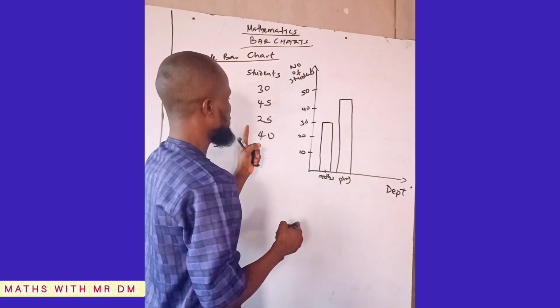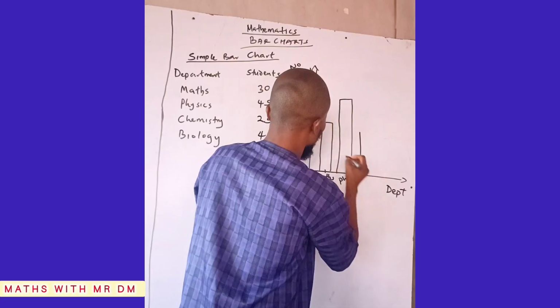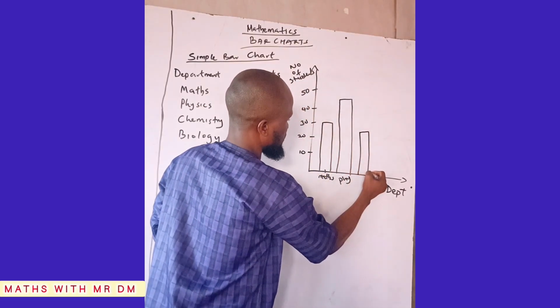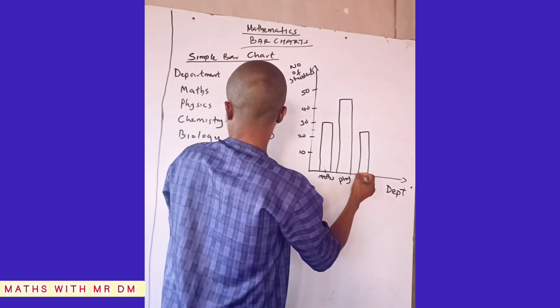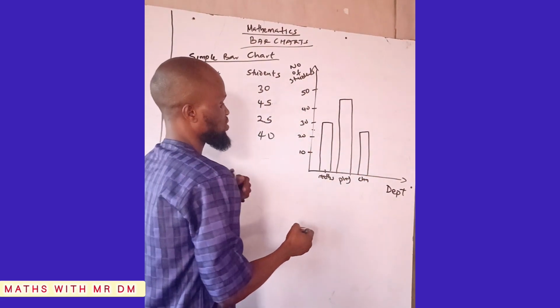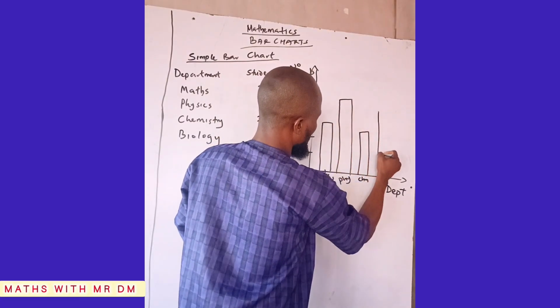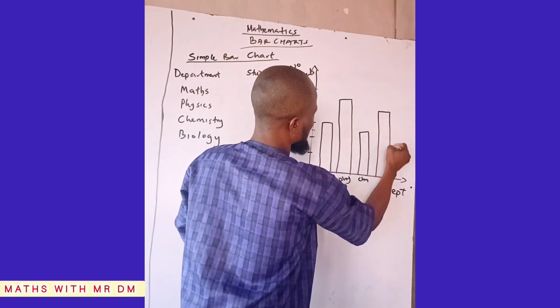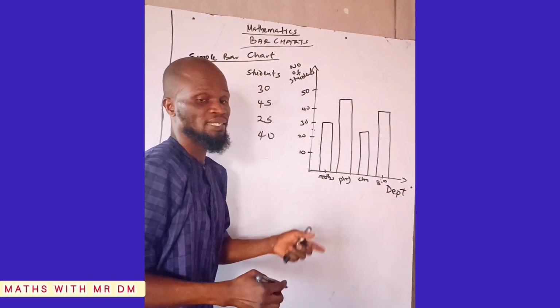The third is chemistry, which is 25. 25 is somewhere around here. Use your graph. So that's chemistry. Let's use CHM for chemistry. And the last one is biology, which is 40. 40 is somewhere around here. If you trace it, you're going to have something like this. Biology, that is BIO. And this is a simple bar chart.